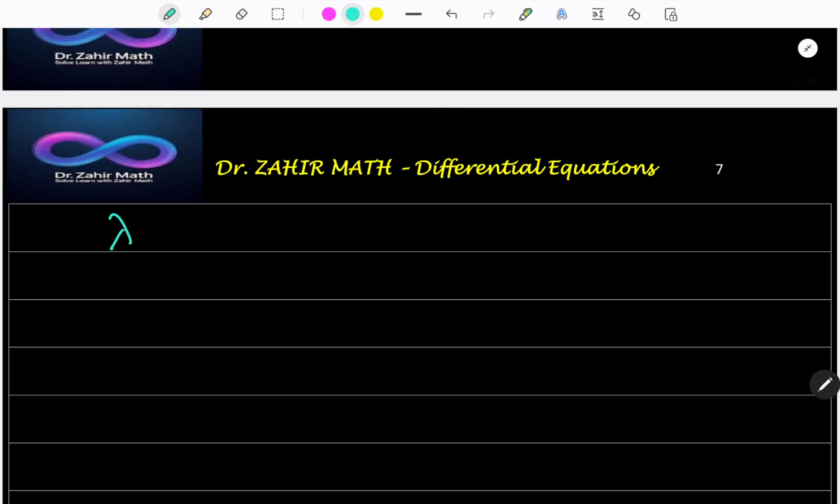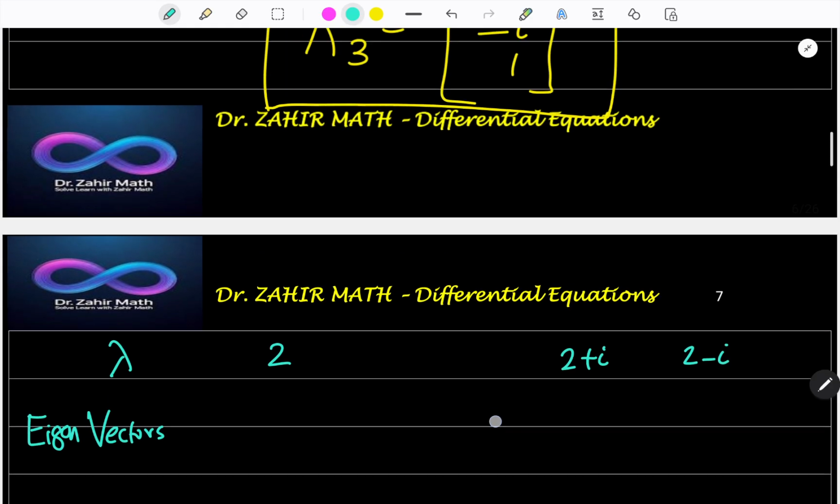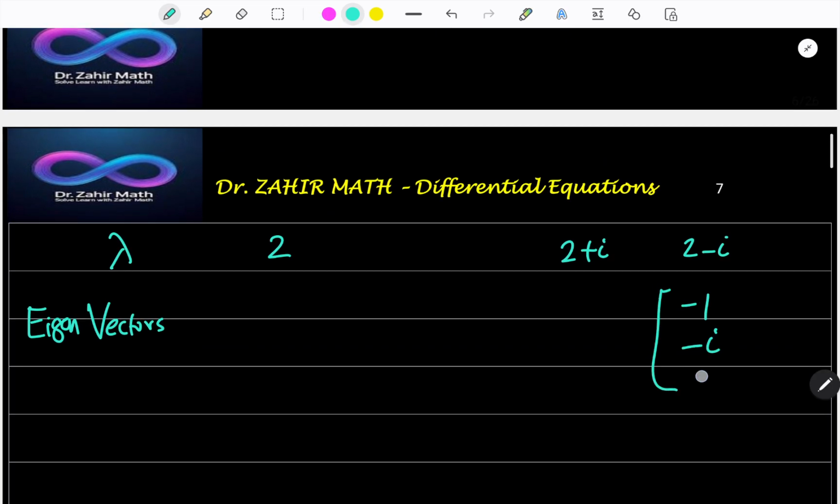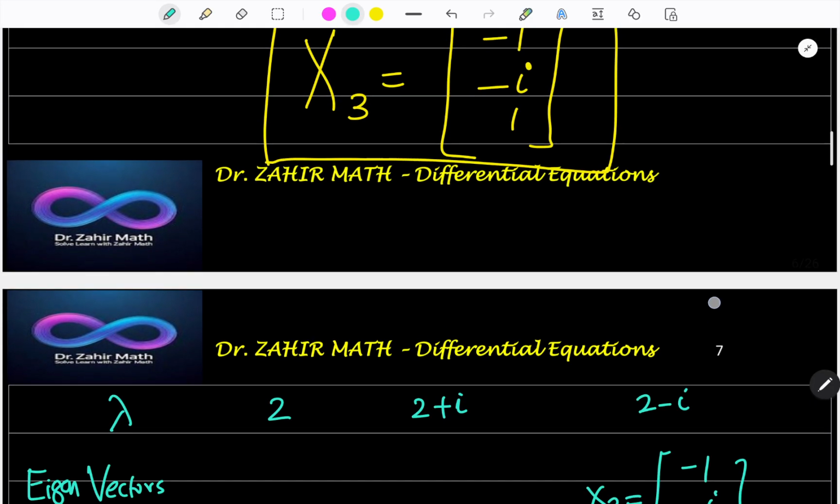So we are going to present the answer in a neat manner. So eigenvalues lambda is equal to, what are the eigenvalues? We got one eigenvalue, 2 plus i, 2 minus i. And then another eigenvalue is what? Lambda is equal to 2, right? So eigenvectors, just now I got x3, minus 1 minus i 1. Okay, this is your x3, right? Let me write here 2 plus i, and here write 2 minus i. So eigenvector x3 is equal to minus 1 minus i 1, right?